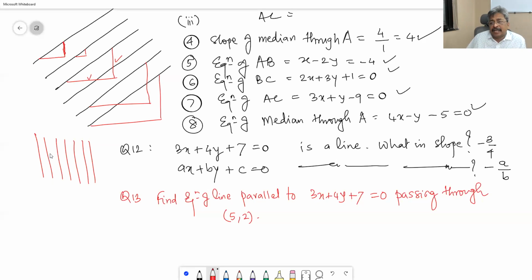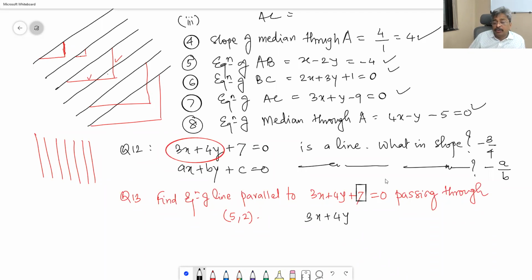But all the lines other than those parallel to the y-axis, and which are parallel to each other, will have the same slope, and their left-hand side, the terms with x and y, will look alike because they have to have the same slope. So the equation of a line parallel to 3x plus 4y plus 7 is equal to 0 will look like 3x plus 4y plus some other constant. Every line is different because this constant is going to be different.